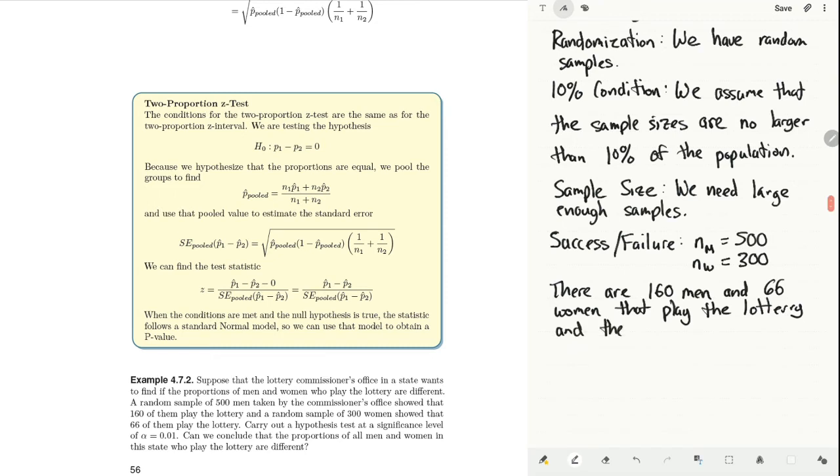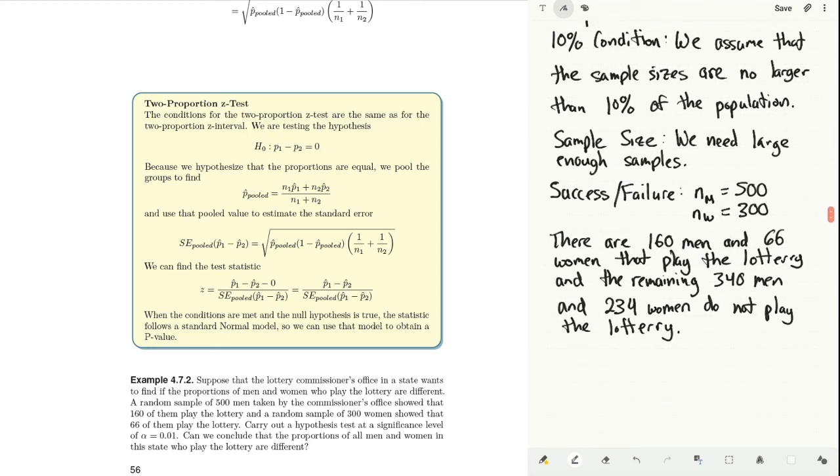And the remaining 340 men and 234 women do not play the lottery. And so that tells us that there are 160 successes for men with 340 failures, and then 66 successes for women and 234 failures, and all of these values are greater than 10. And so the success and failure condition is met.